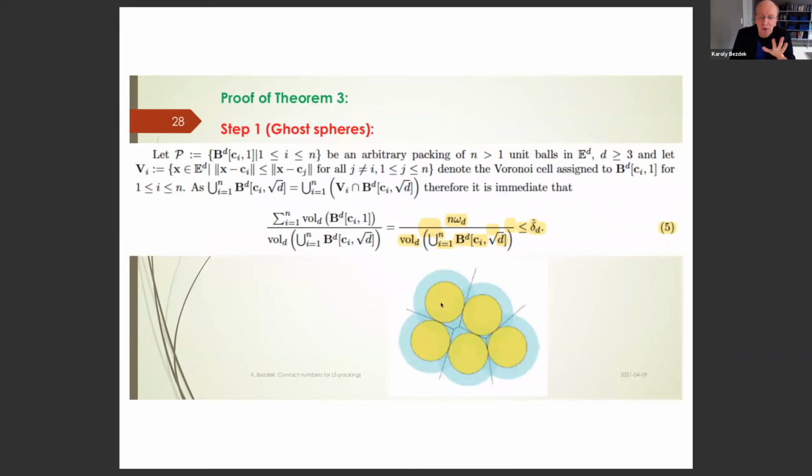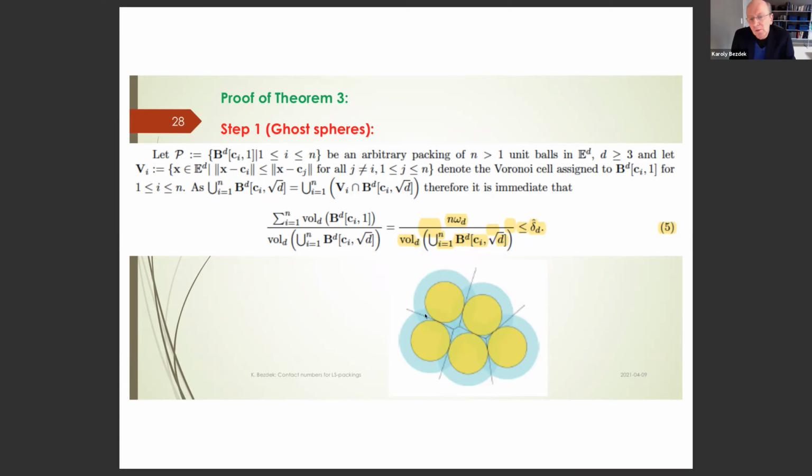Here, the diagram illustrates what one should say very briefly about the proof. So the yellow disk here illustrates the balls that we pack. So we have n unit balls in d space forming a locally separable packing, and we want to get an upper bound on the maximum contact number of this packing. What we do, we introduce gauge spheres here. These are concentric to our unit balls, and their radii are equal to square root of d.